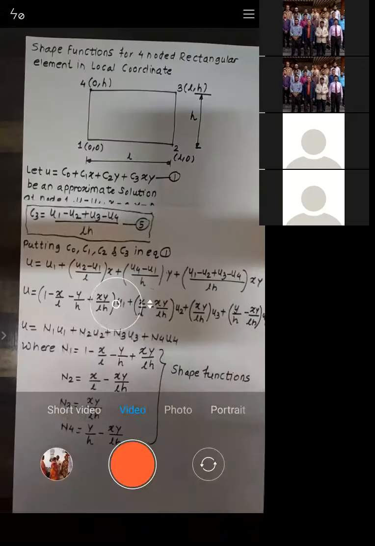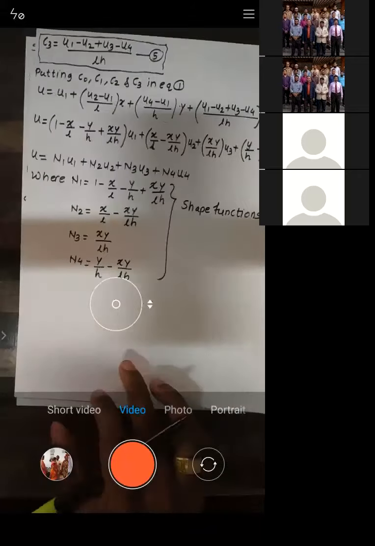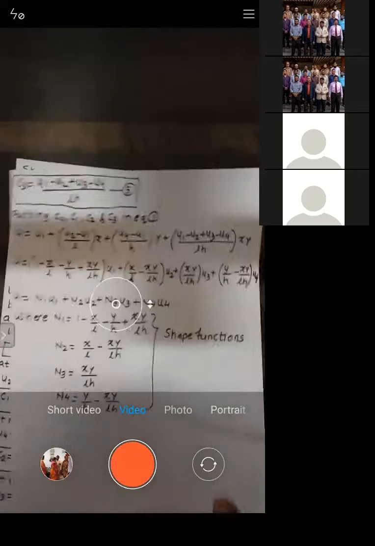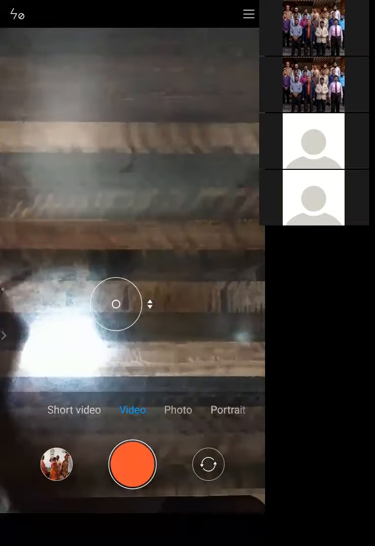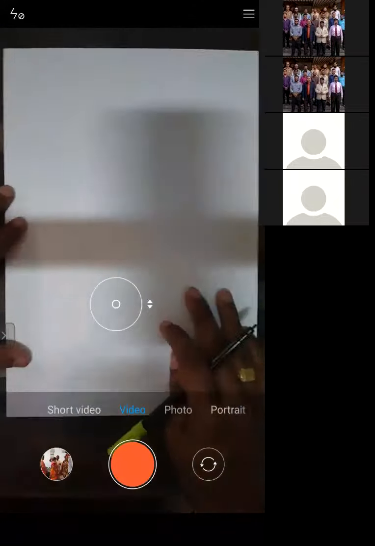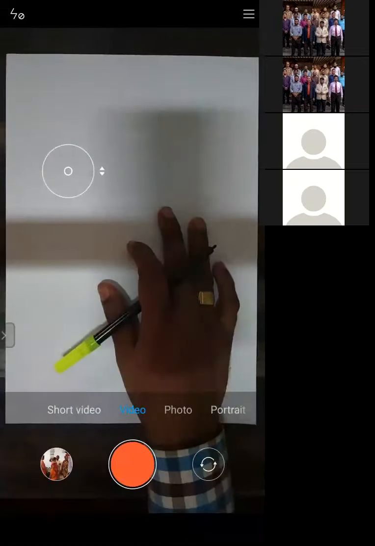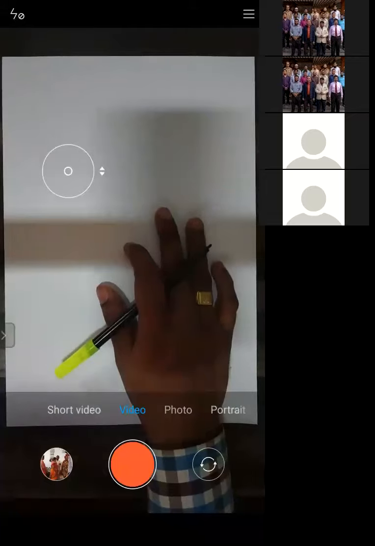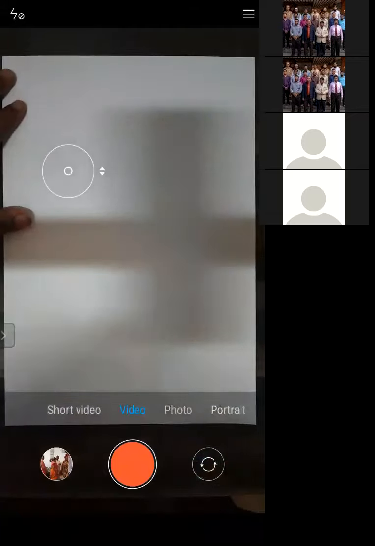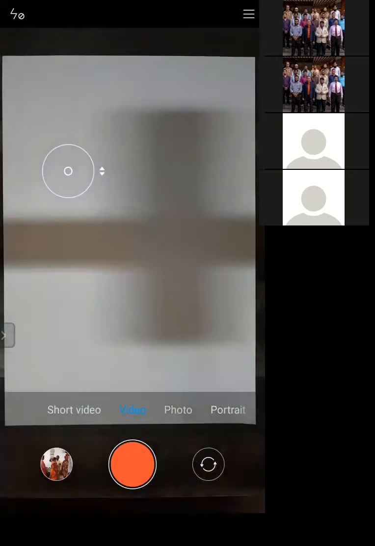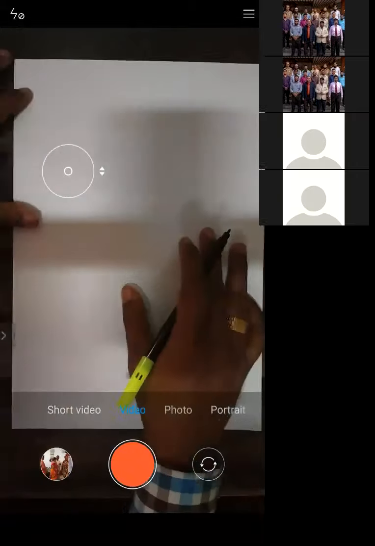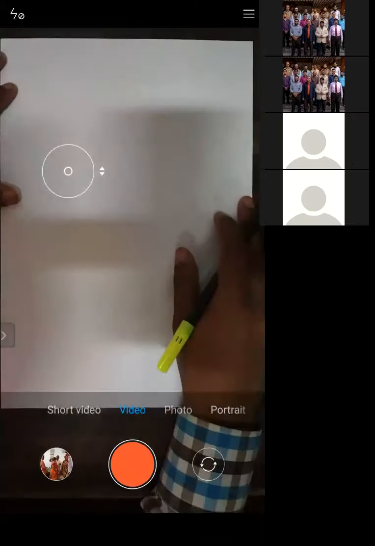Okay, so now let's take one problem based on this. Let's take one problem which is based on this. So we'll do that. Okay, so see here. Let's see this problem. The problem is very simple.